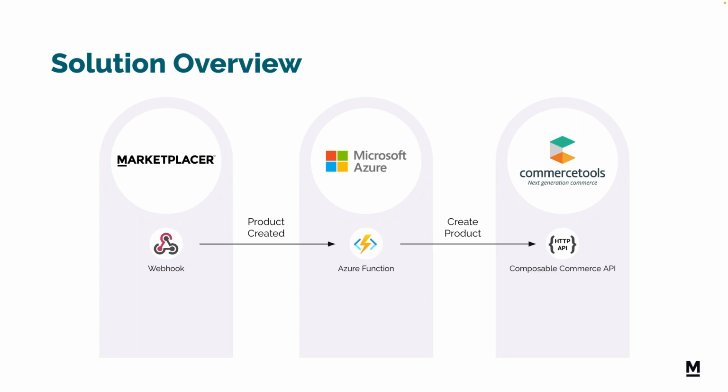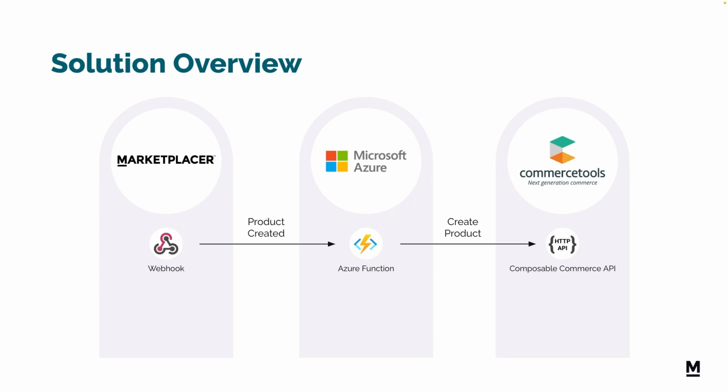We've created a webhook in Marketplacer that emits a product create event. The Azure function takes that, does a little bit with it, and then it creates a very basic product in commercetools using the commercetools API. And as I've already mentioned, and as you've already seen, the product that we create in commercetools is very basic.